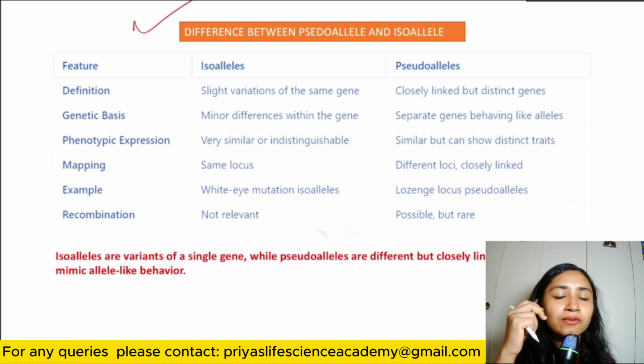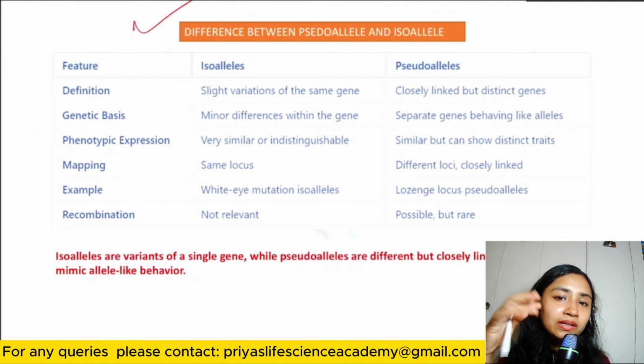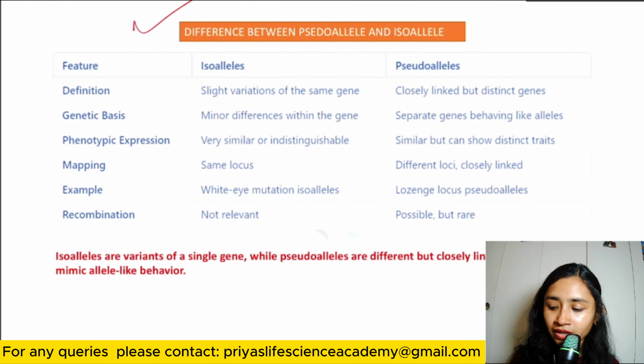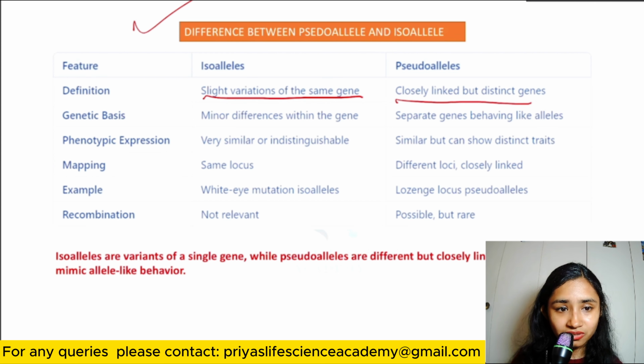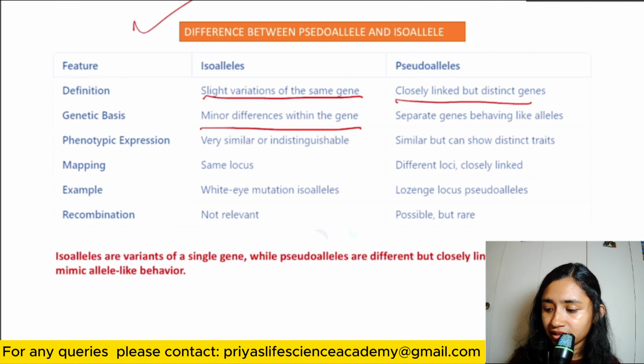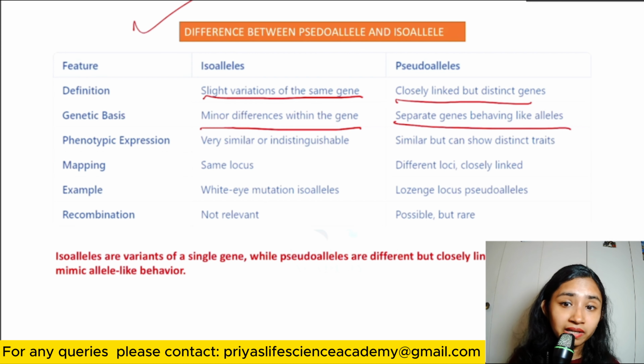The first difference I already told you, that the isoalleles are from a similar gene and pseudoalleles are from different genes. So isoalleles are a slight variation of the same gene, but pseudoalleles are closely linked but distinct genes. In genetic basis, isoalleles are minor differences within the gene, but pseudoalleles are separate genes behaving like alleles. In case of pseudoalleles, they are separate genes but they behave like alleles. Phenotypic expression is very similar or indistinguishable.